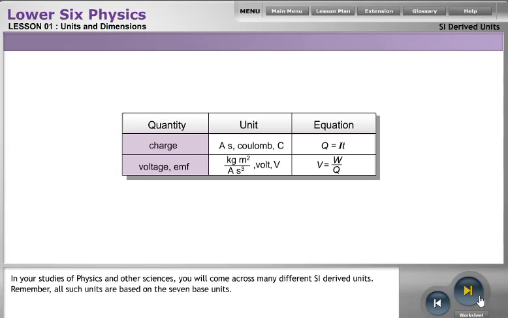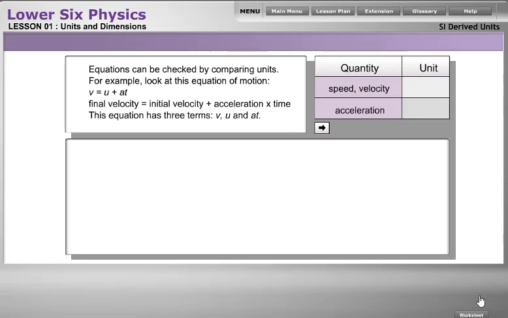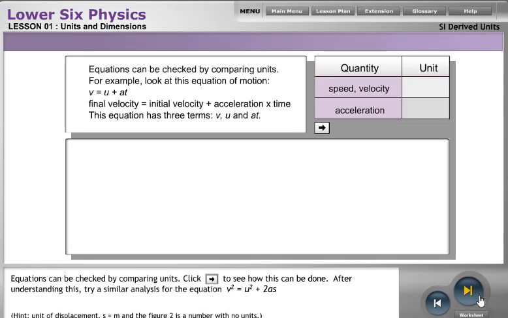In your studies of physics and other sciences, you will come across many different SI-derived units. Remember, all such units are based on the 7 base units. Equations can be checked by comparing units. Click the Play button to see how this can be done.